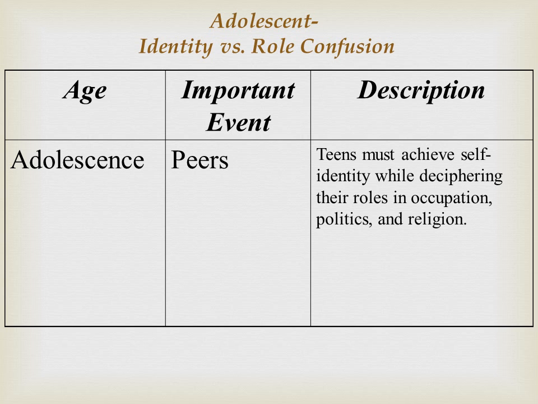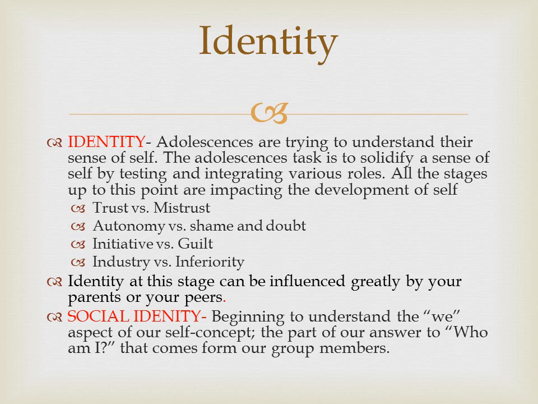So this is when you enter the adolescent time period. Teens must now achieve self-identity while deciphering their roles in occupation, politics, and religion. This is a big age because you're forming who you are. So, identity. Adolescents are trying to understand their sense of self. Their adolescent task is to solidify a sense of self by testing and integrating various roles. All the stages up to this point are impacting the development of self.